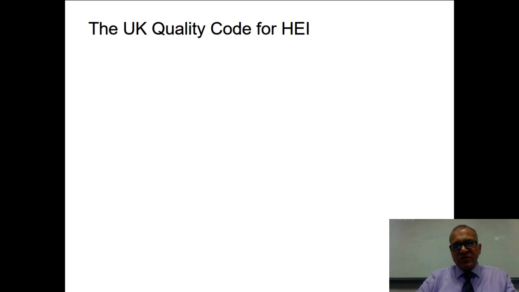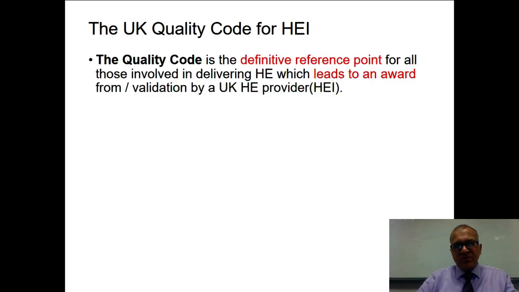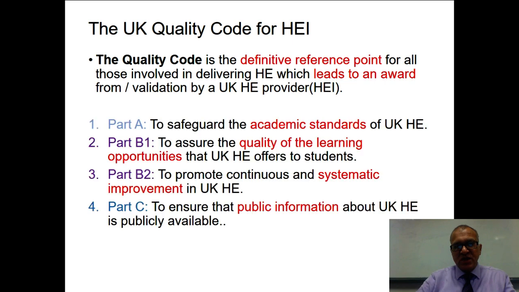Now the UK Quality Code for higher education institutions in the UK. What is the Quality Code? It is a definitive reference point for all those involved in delivering higher education, leading to awards from, or validation of awards by, UK higher education institutions. It has 3 parts. Part A is about academic standards. Part B is about quality of learning opportunities, which can be divided into 2, including maintaining and enhancing quality. And Part C is public information.